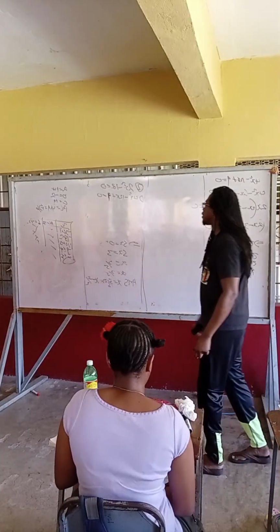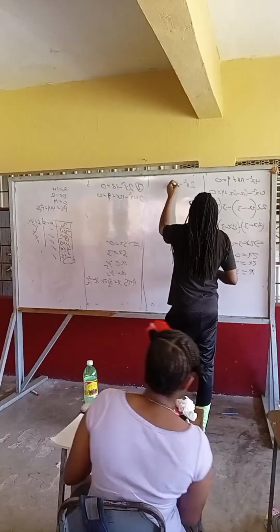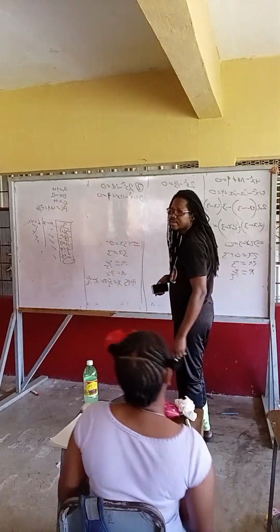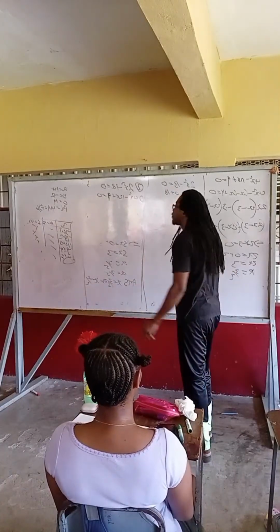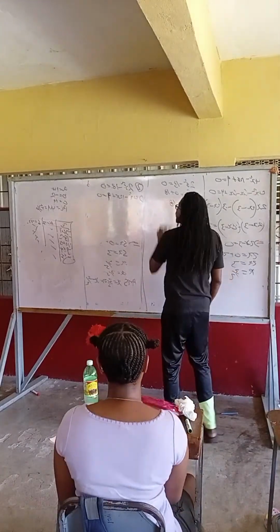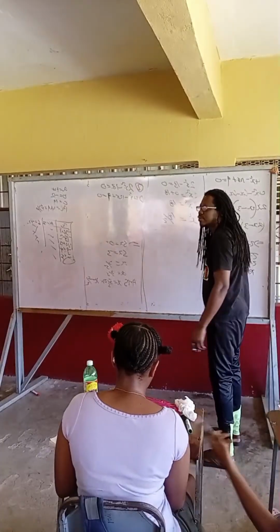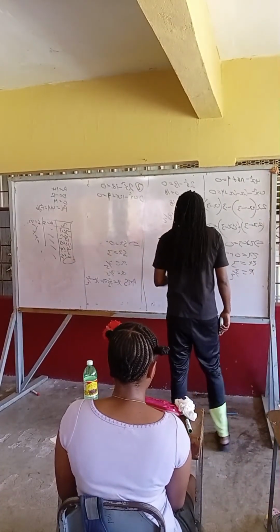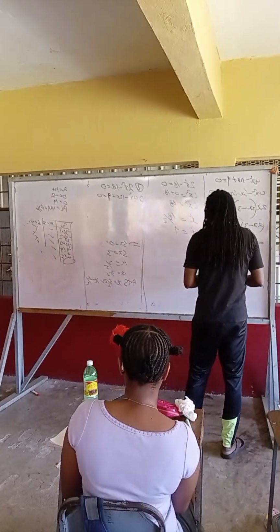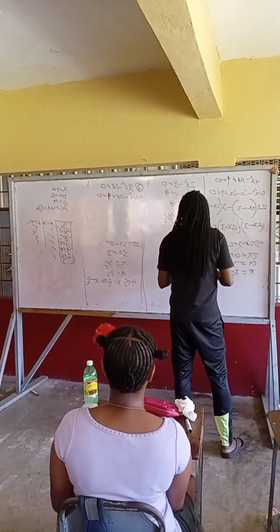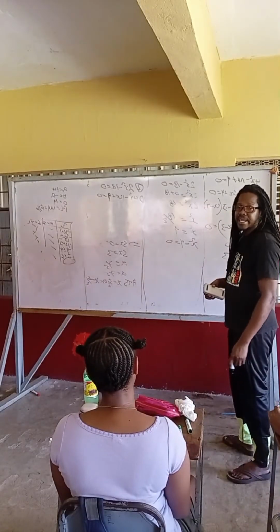Ready now, watch this now. 2x squared minus 18 equals 0. 2x squared equals 0 plus 18. 2x squared equals 18. x squared equals 18 divided by 2. x squared equals 9. x squared minus 9 equals 0. Everybody see that?